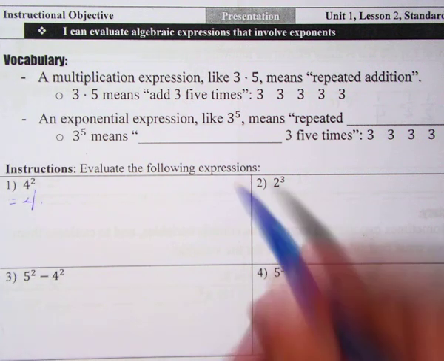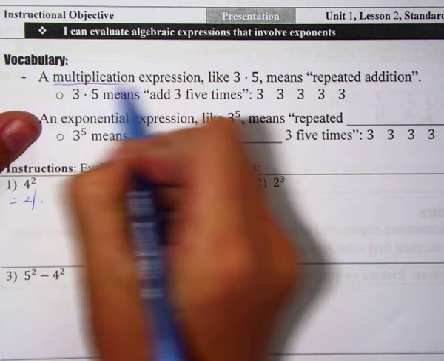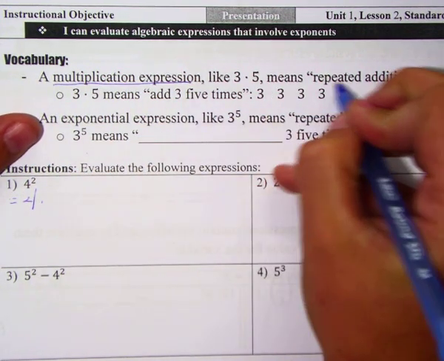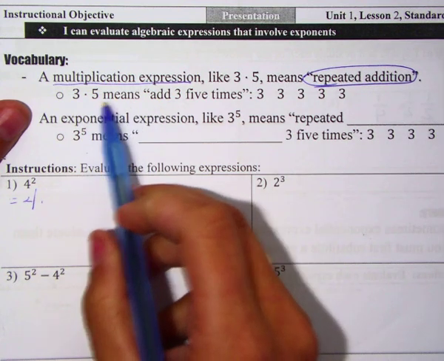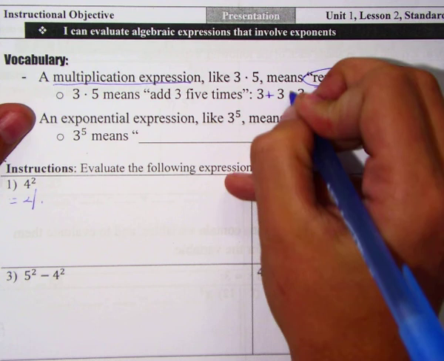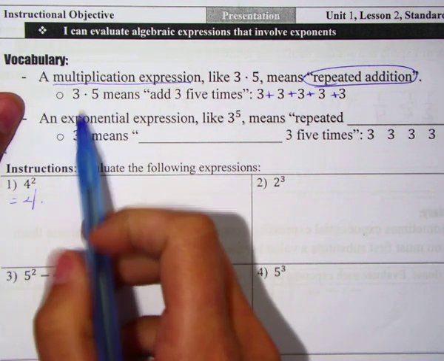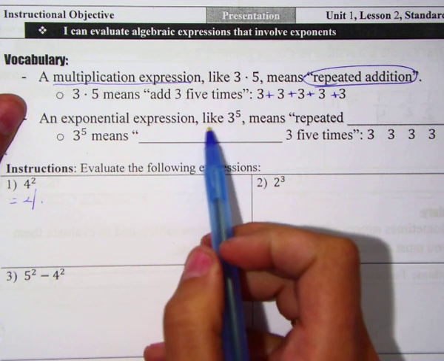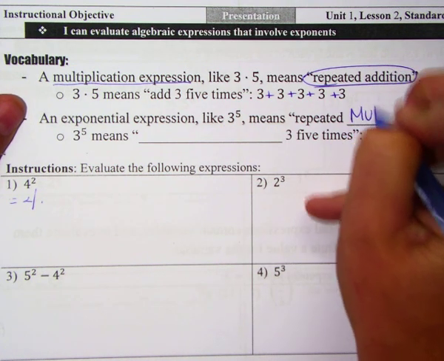Alright, this is lesson 1.2, evaluating exponents. A multiplication expression like 3 times 5 means repeated addition. For example, 3 times 5 means add 3 5 times: 3 plus 3 plus 3 plus 3. As opposed to an exponential expression like 3 to the 5th, which means repeated multiplication.